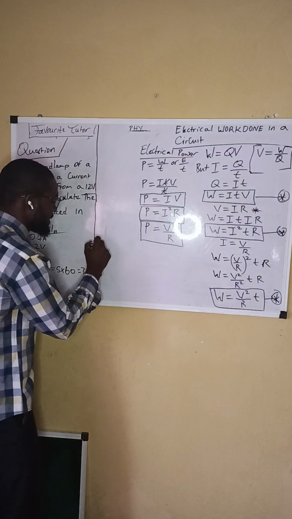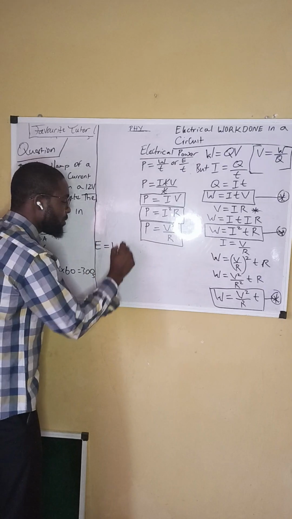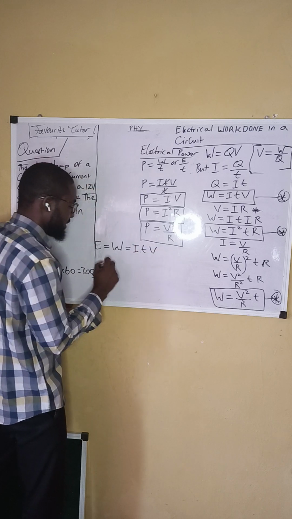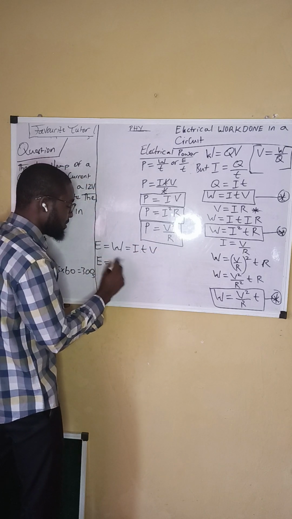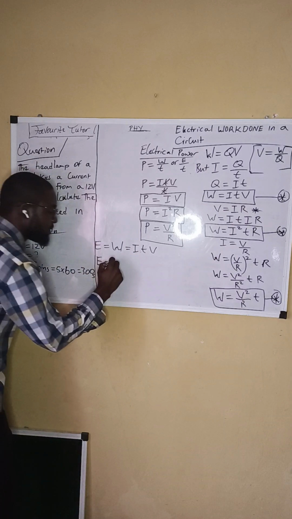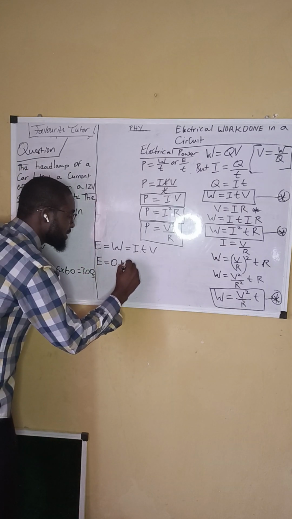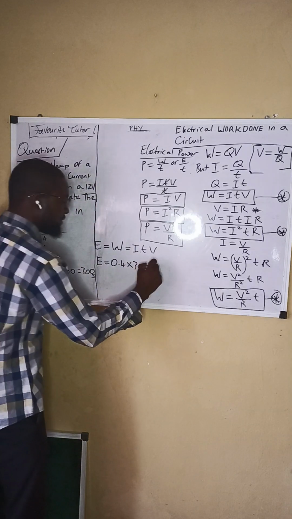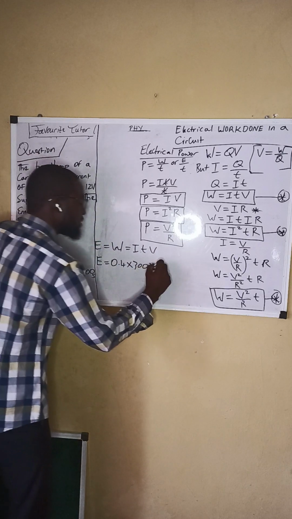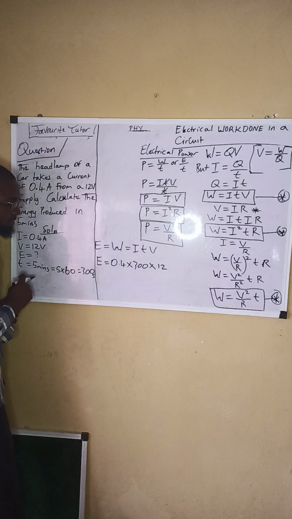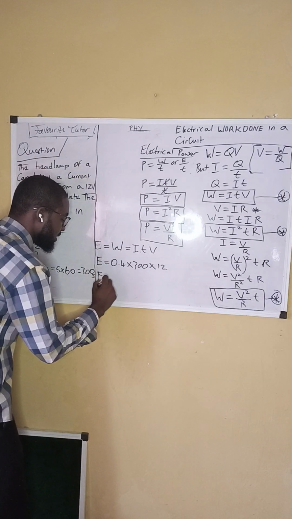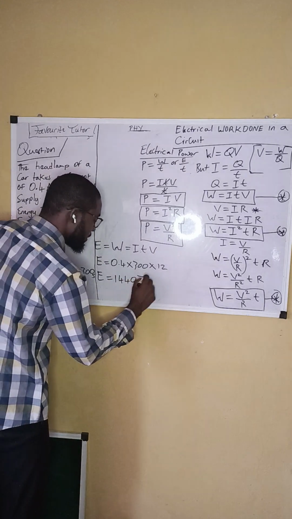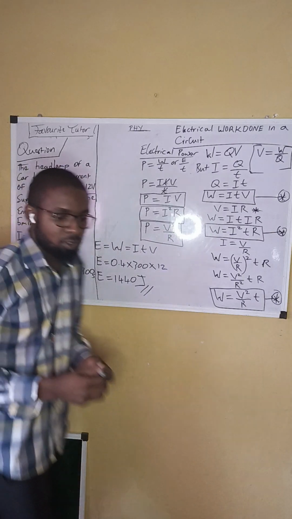So therefore, the energy is equal to the work done. And the work done is ITV. So therefore, the energy is equal to I, which is 0.4, times time, which is 300, times V, which is 12. So therefore, E is equal to 144 joules.